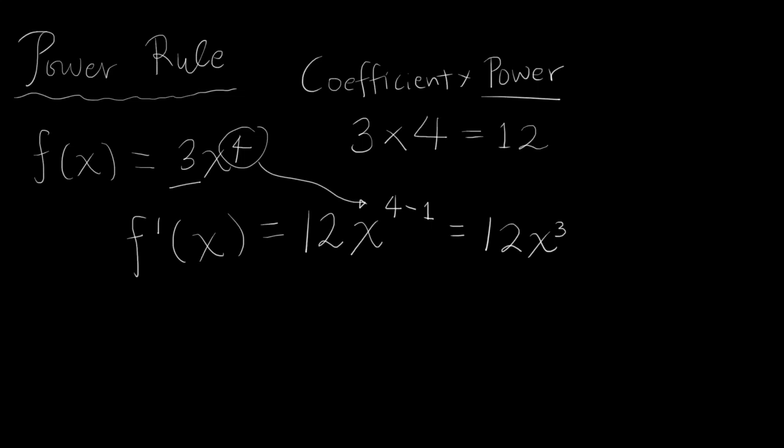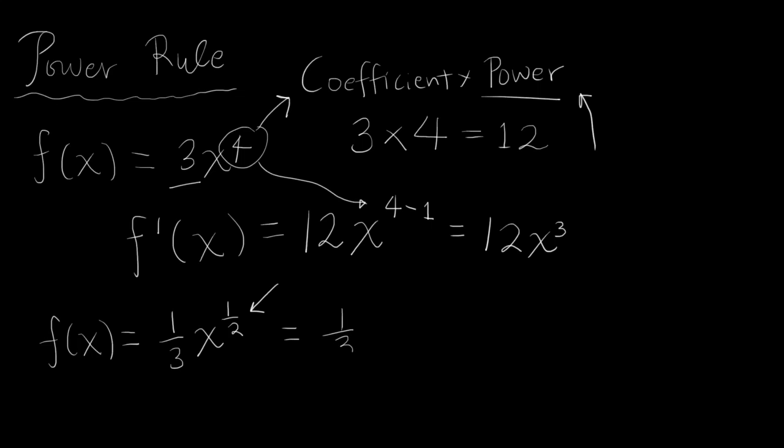And that's how you find the derivative of a function using the power rule. Now, what if our function was a little more difficult? Let's say, for example, f of x is equal to 1 over 3 times x to the 1/2. Now notice the power right now is 1/2. But remember, the rule doesn't change. The rule is simply that we take the coefficient up here and multiply it by the power. So right now my coefficient is 1/3. I'm going to multiply it by the power.